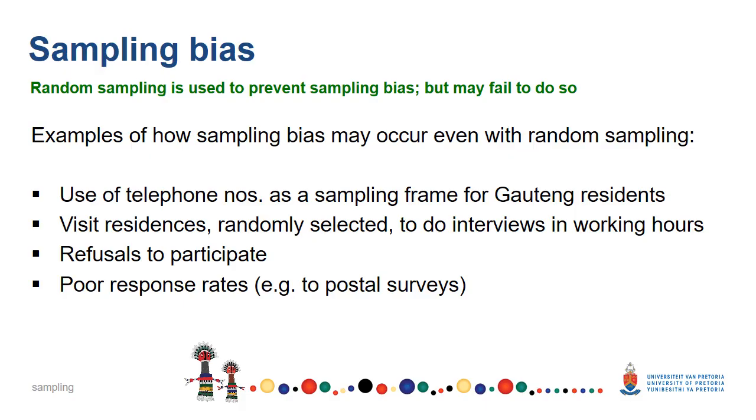Also, you might visit residences that you've chosen randomly, but you only go there during the working hours and people are not at home. So the people who are at home might be quite different from the people who are out working. You might also get refusals to participate, in which case, especially if there are sensitive questions involved, the people who agree to participate may be very different from those who say, no, I'm not going to participate. And you might also get poor response rates, for example, from postal surveys. And then the responders may differ from the non-responders. So this can lead to bias. We need to be aware of this.